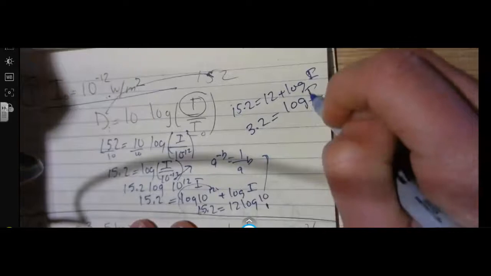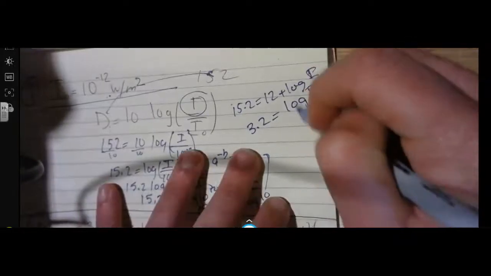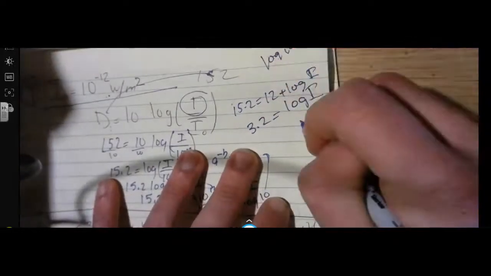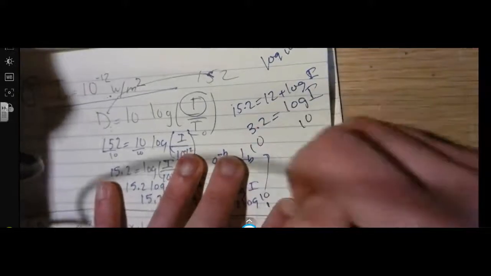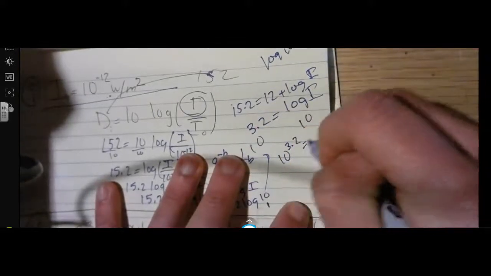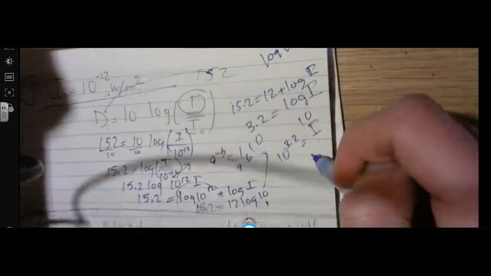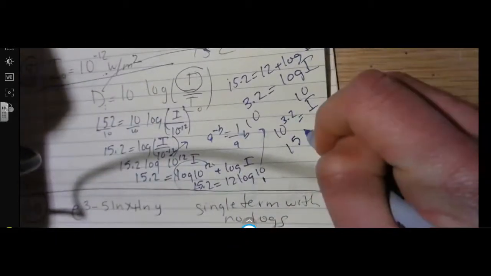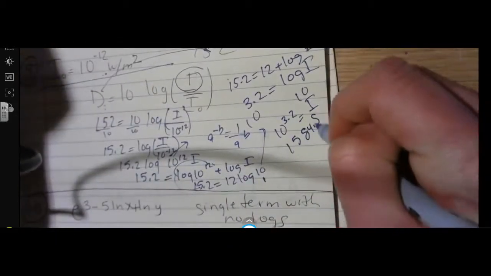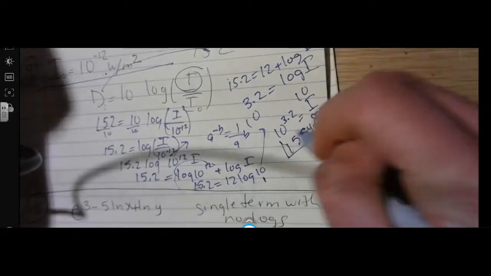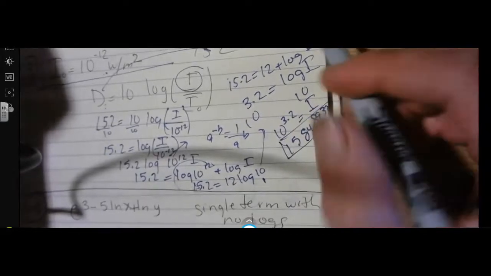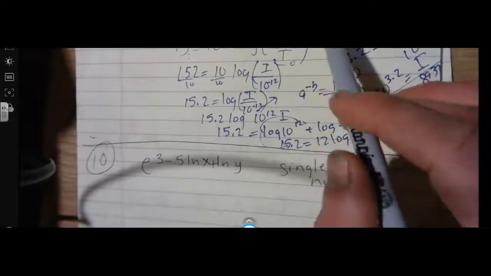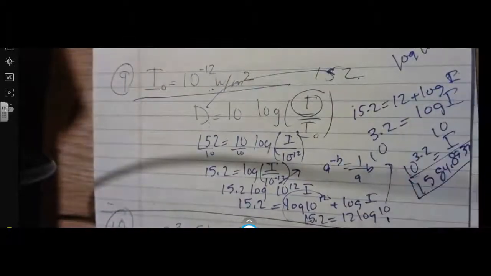And in order to get rid of this log, we have to raise it to the power, because remember log is base 10. So we raise 10 on both sides. We have 10 to 3.2 is equal to I. And then we get a really big answer. So 1,584.893. That's the intensity sound has to be in order to have a decibel level of 152, which is basically rupturing your eardrum at that point.